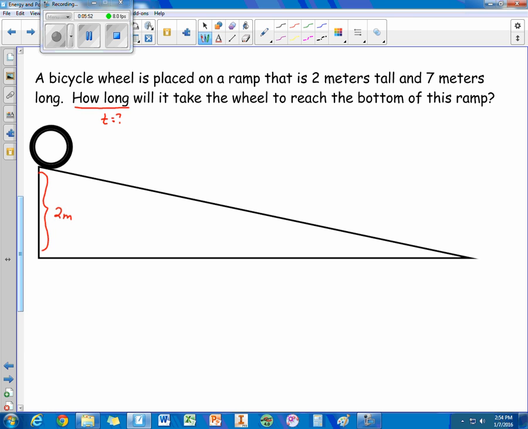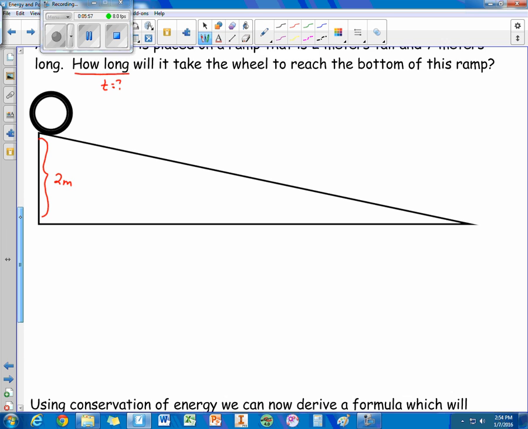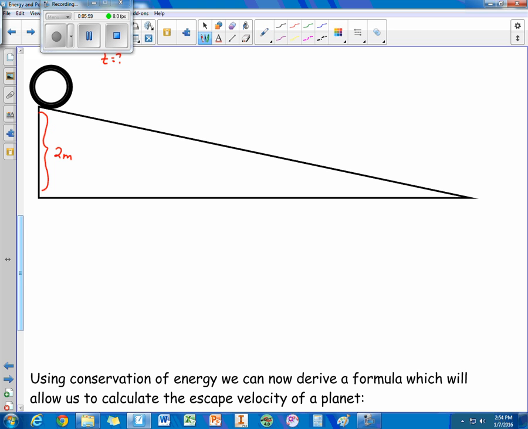How long will it take the wheel to reach the bottom of this ramp? All right, to answer this one, I'm going to use conservation of energy. I'm going to say that the initial mechanical energy must equal the final mechanical energy. So all the energy at the start must equal all the energy at the bottom.